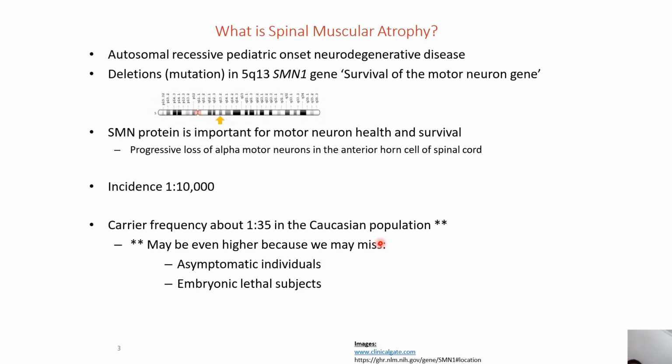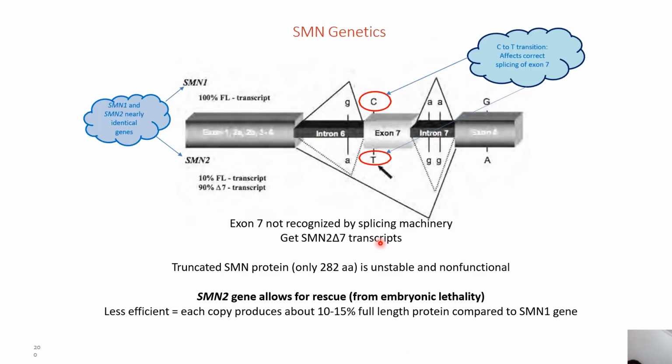The truncated SMN protein is unstable and non-functional. The SMN2 gene allows for rescue from embryonic lethality, but is less efficient. Each copy produces about 10 to 15% full-length protein compared to the SMN1 gene.